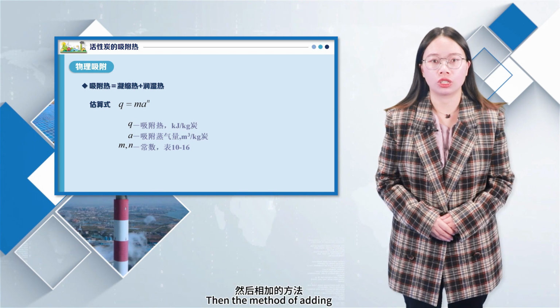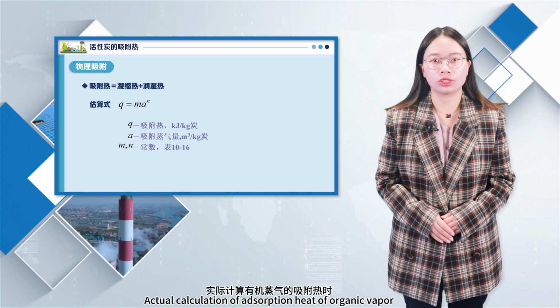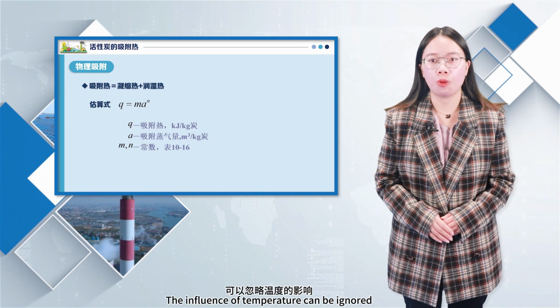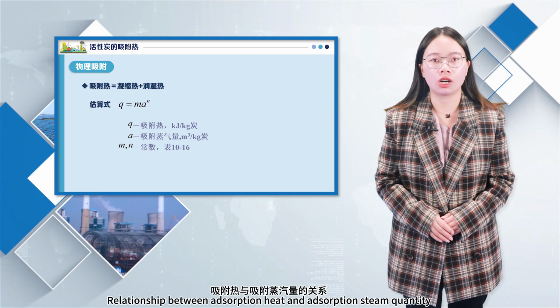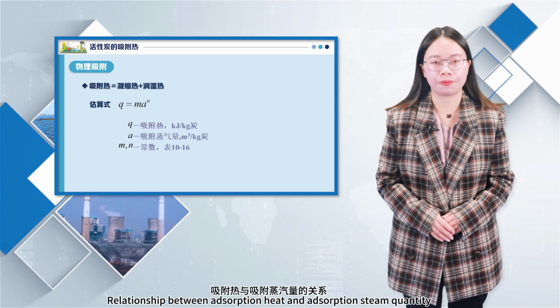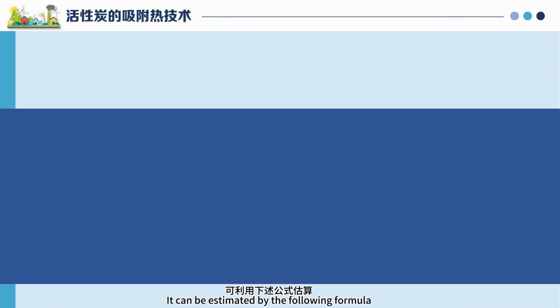Then there is the method of actual calculation of the adsorption heat of organic vapor. The influence of temperature can be ignored. For some organic compounds, the relationship between adsorption heat and the amount of adsorbed vapor can be estimated by the following formula.